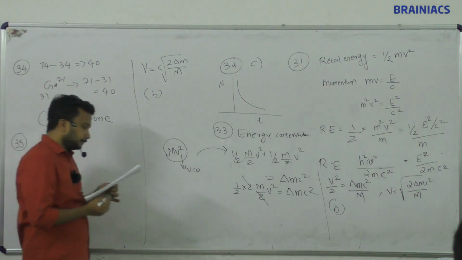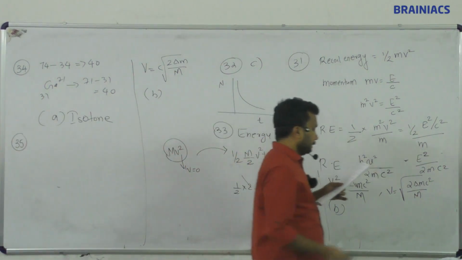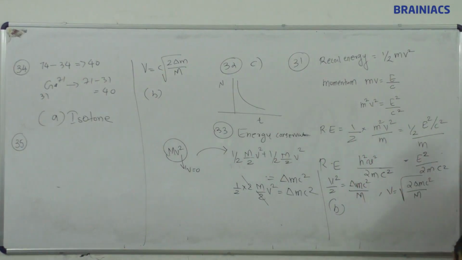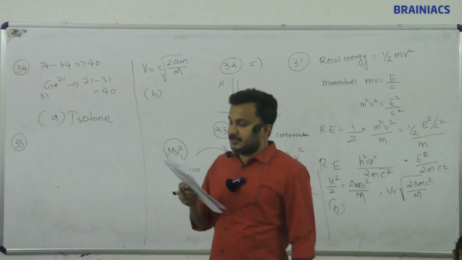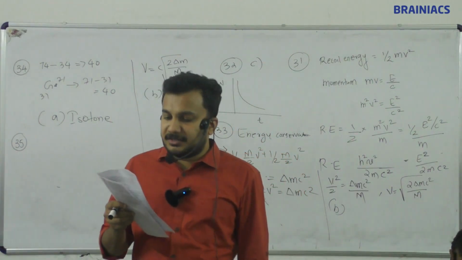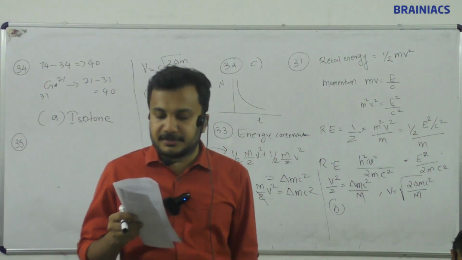35. A nucleus rupturing into two nuclear parts which have their velocities in the ratio 2:1. What is the ratio of their nuclear sizes?